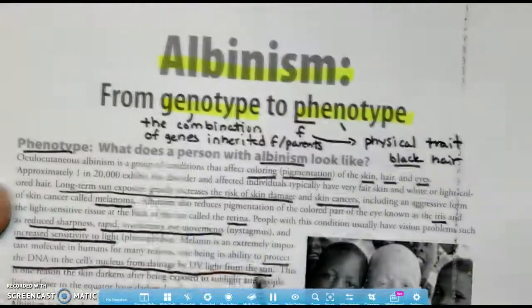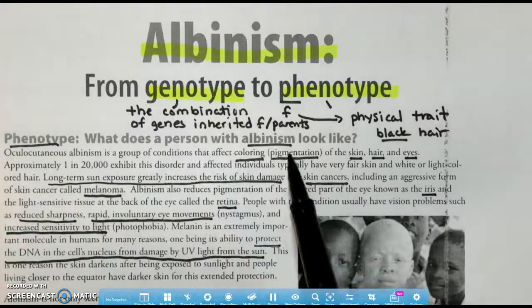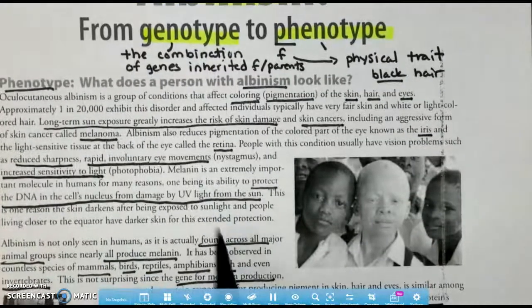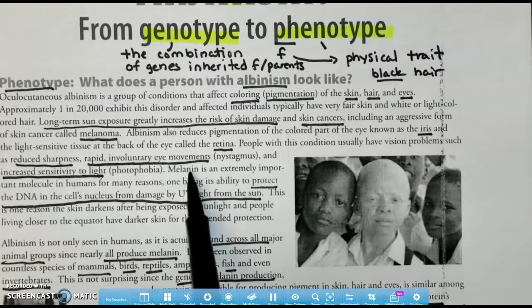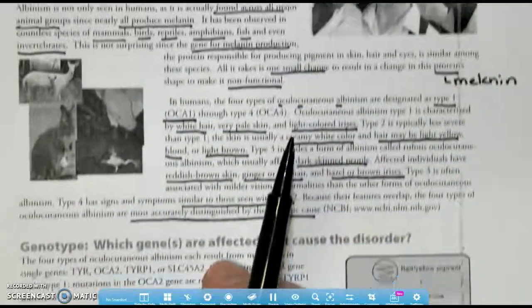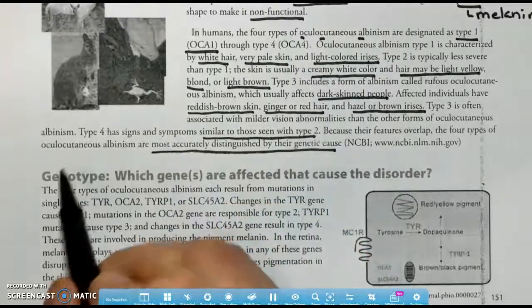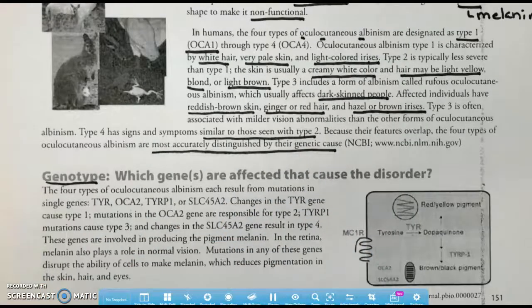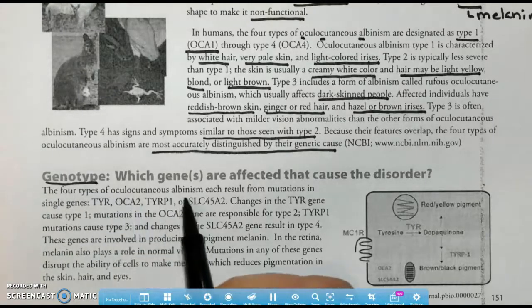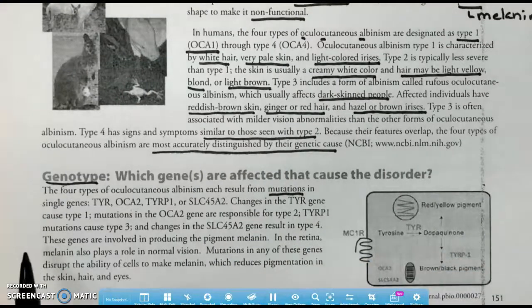So this section, once again, we were looking at phenotype and what causes albinism to occur. We know that is the amount of melanin present, and the amount of melanin present is the result of specific genes functioning or not. Genotype, once again, is the combination of genes that we have from our 2 parents. The 4 types of oculocutaneous albinism each result from mutations in single genes.